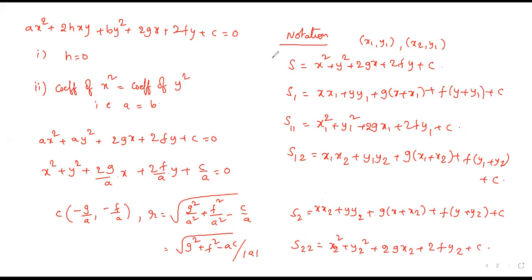If you observe, S is the general equation of a circle, and in S1 we have one x term, one y term, and a constant. So S1 is a straight line. S11 and S12, by substituting the points in the circle and S1, you will get some real values. So S11 and S12 are real numbers. S1 is a straight line and S is the general equation of a circle. These are the notations we follow.